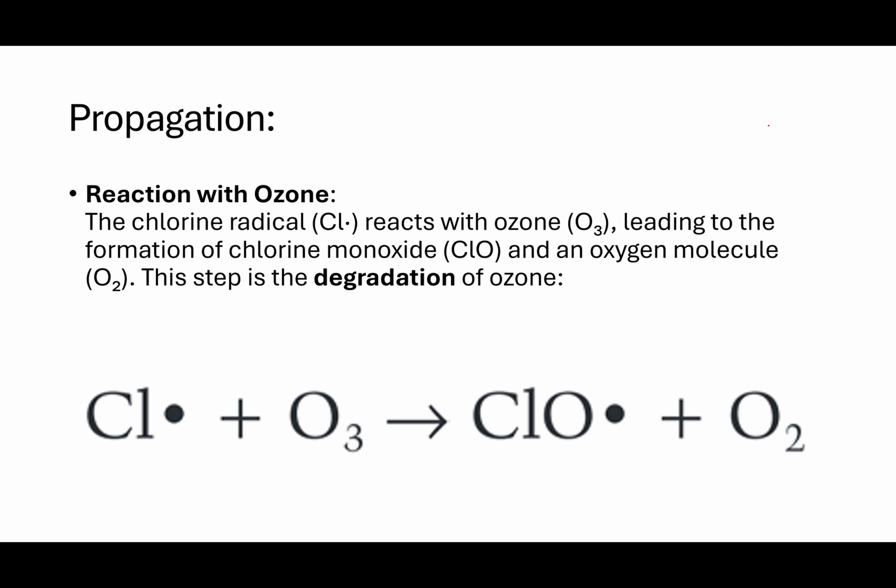Looking at this now. Propagation involves a radical reacting with a stable species to give a radical and another stable species. So now the chlorine radical reacts with ozone, leading to the formation of chlorine monoxide and an oxygen molecule. This step is the degradation of ozone. That is what we call this step, the degradation of ozone in the propagation. We have the chlorine radical reacting with ozone to produce chlorine monoxide and oxygen gas, or what we call molecular oxygen, or an oxygen molecule. There are many ways to talk the language of chemistry. Do we understand what is happening here?